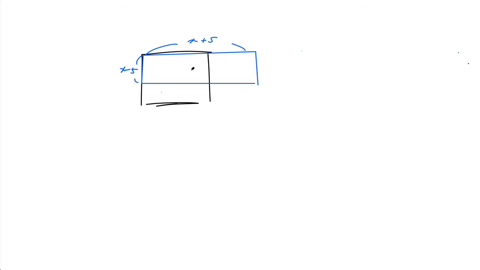So how do the areas compare? The original area is x squared. The new one is x plus 5 times x minus 5. Okay, we know how to expand that. That's going to be x squared minus 25.